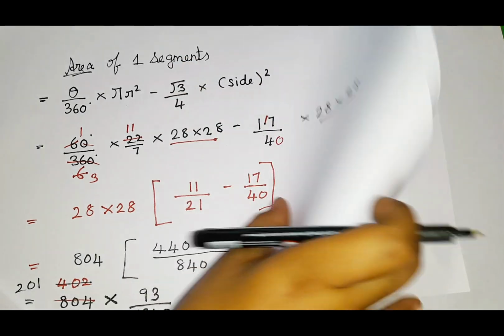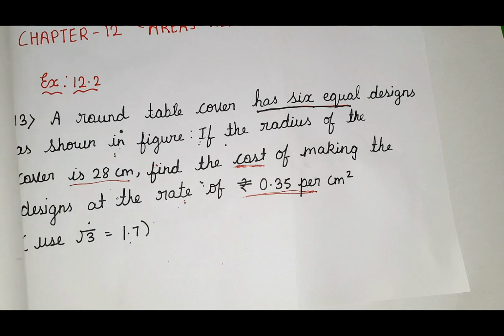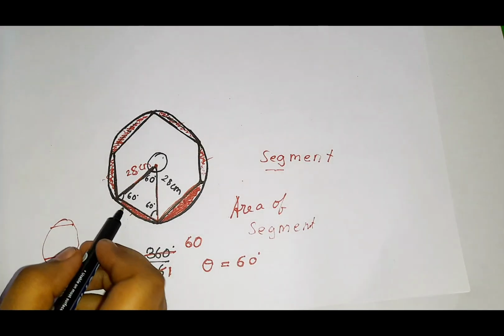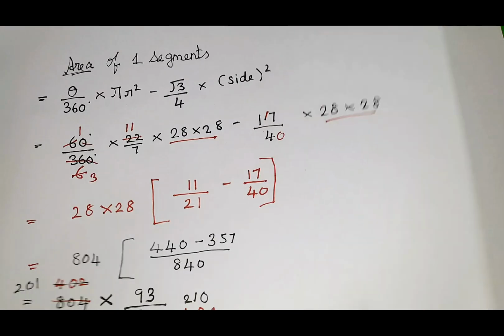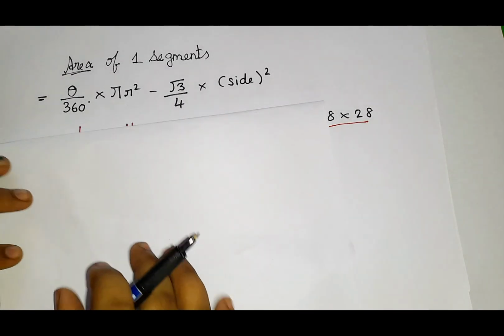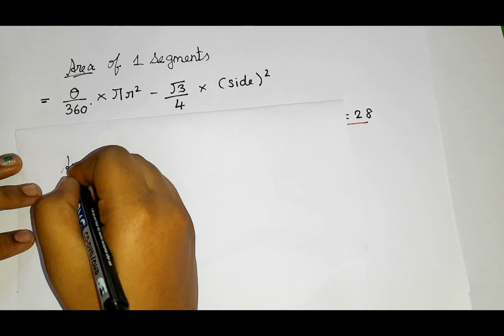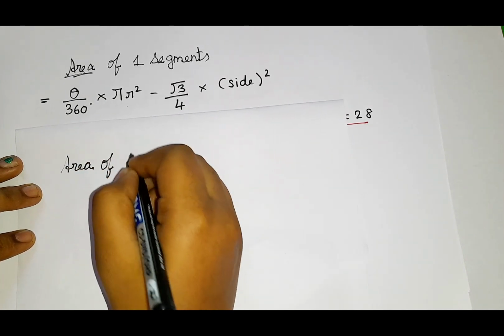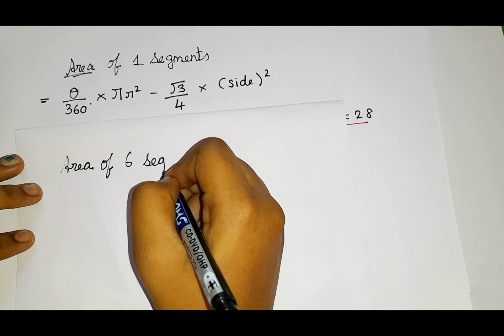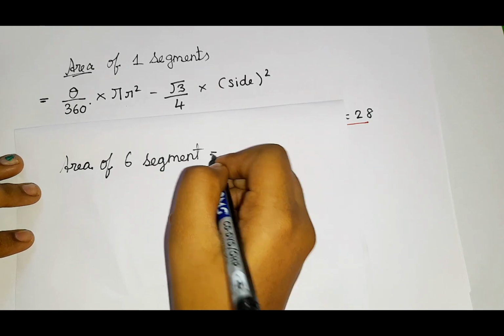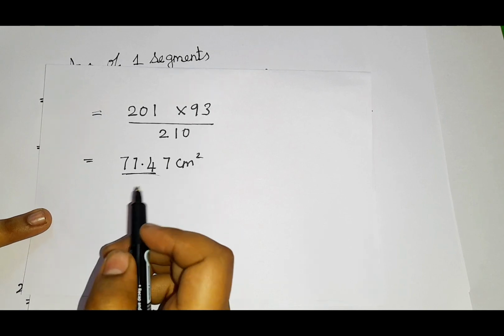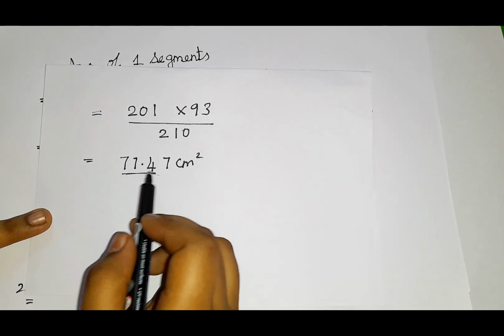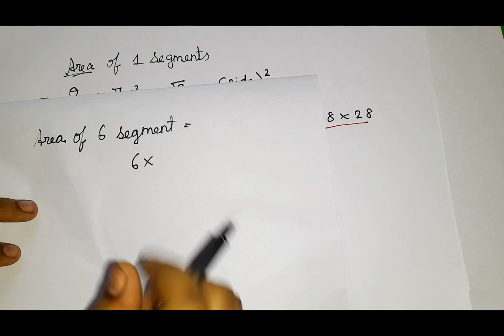So I'll show you guys. Here we just found the area for only one segment. We didn't find it for all the 6 segments. So what I'm going to do now is write the area of 6 segments. If we multiply 6 into this value, 77.47, we'll get to know.